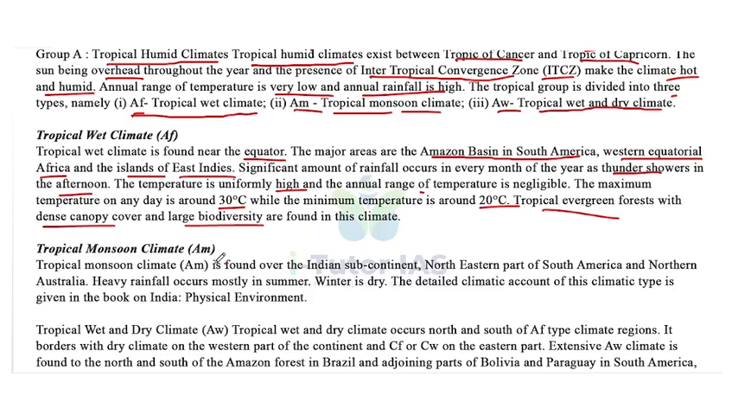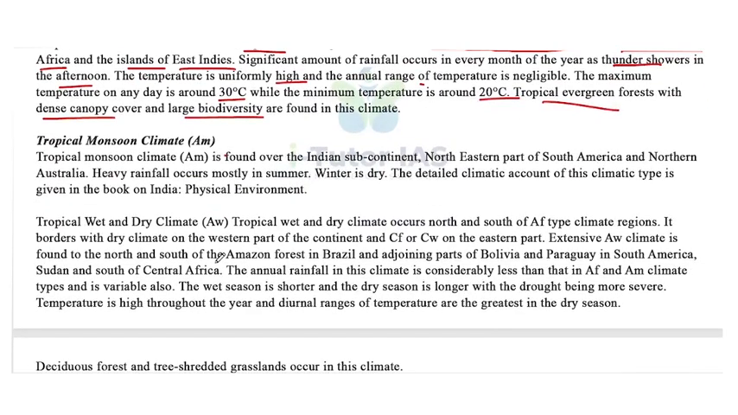Now, tropical monsoon climate. Tropical monsoon climate, that is AM, is found over the Indian subcontinent, northeastern part of South America and northern Australia. Heavy rainfall occurs mostly in summer. Winter is dry. The detailed climatic account of this climate type is given in the book on India physical environment. So that we already studied.